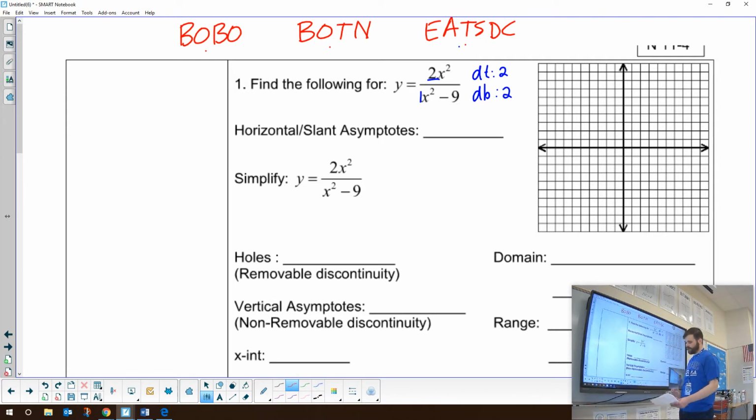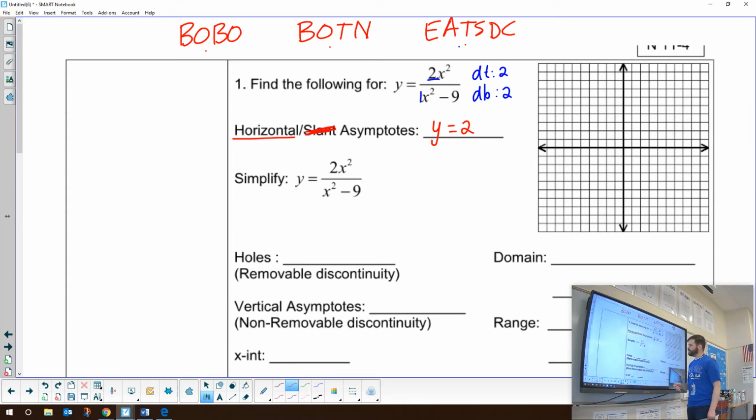So this one's going to be a horizontal asymptote. It is not going to be a slant asymptote. And my horizontal asymptote is going to be y equals 2. All right? So this one's an EATS DC problem, and we were able to find my horizontal asymptote. Next, we're going to try to simplify this to see if there is anything that cancels out, anything that helps us find it. And then we're going to use that to find if I have holes or asymptotes or anything like that.